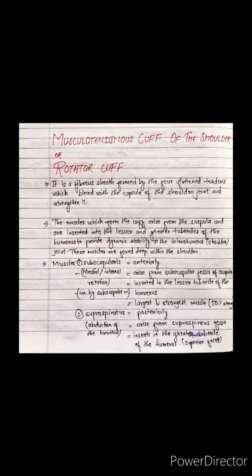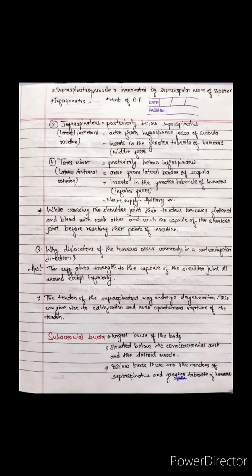Second, supraspinatus muscle, which lies posteriorly. It arises from the supraspinous fossa and inserts in the greater tubercle of the humerus at the superior facet. It helps in the abduction of the humerus. The supraspinatus and infraspinatus muscles both are innervated by the suprascapular nerve of the superior trunk of the brachial plexus.